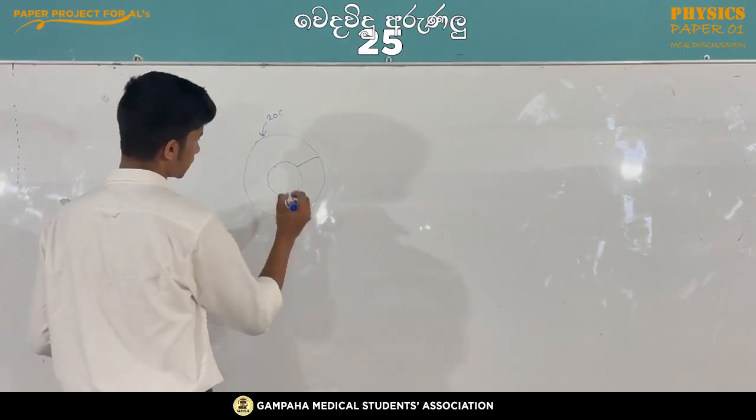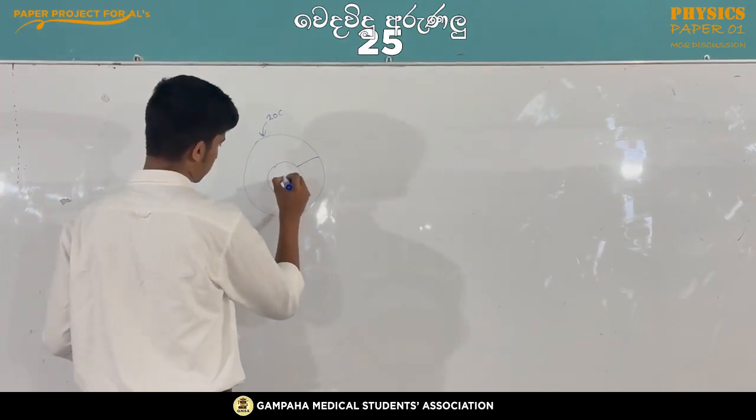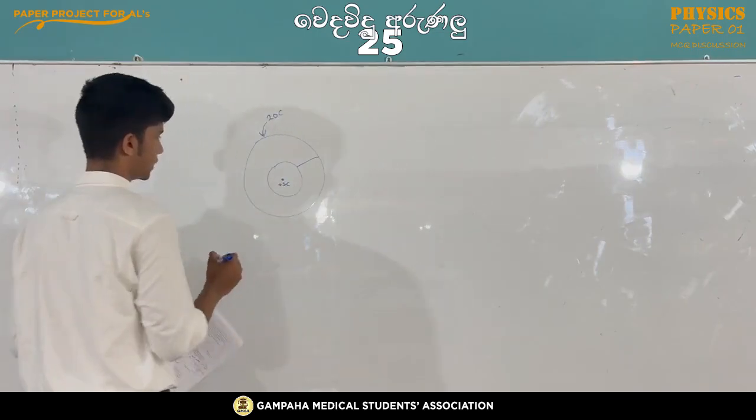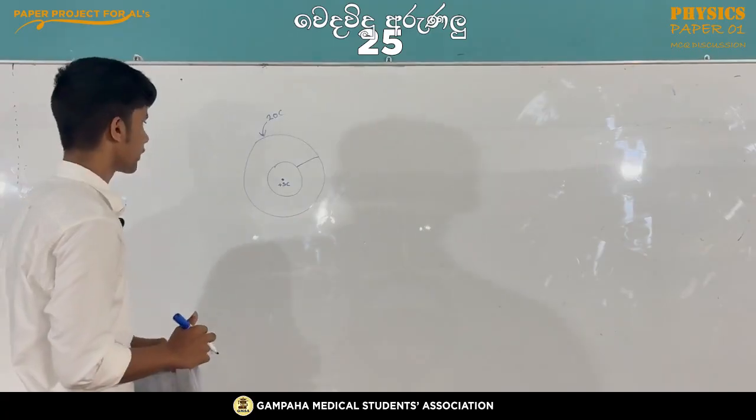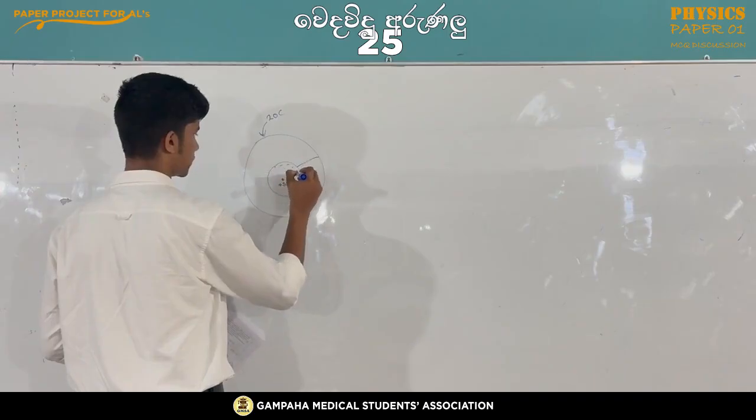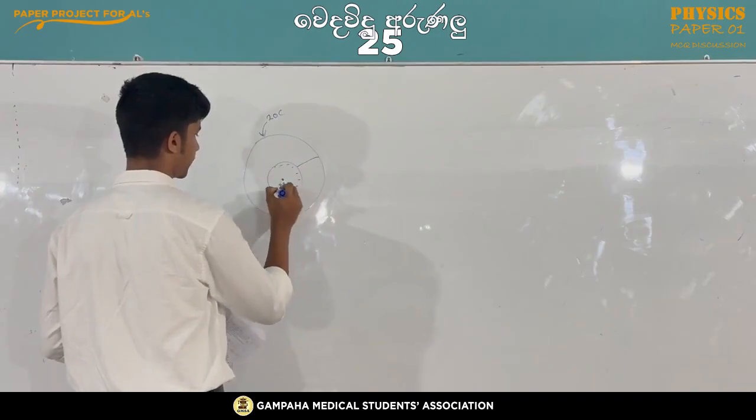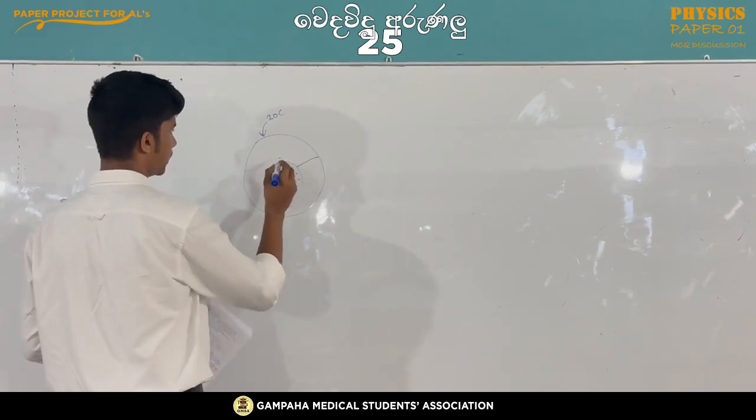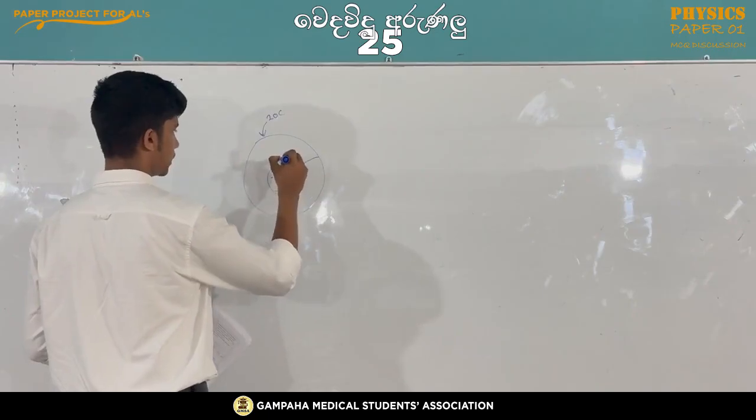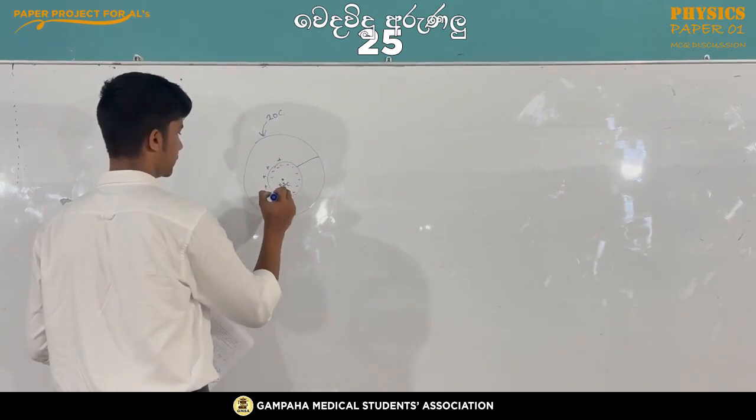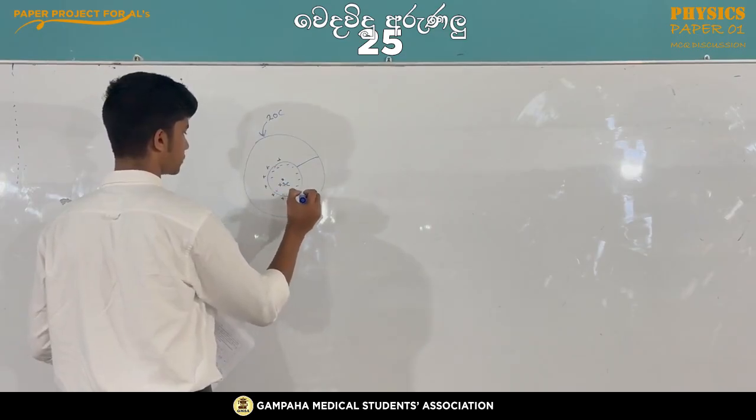Once a plus 5 coulomb charge is placed inside the inner shell, what happens is there is an induced charge on the inner surface of the shell of minus 5 coulombs. As a result, there will be an induced positive charge on the other side, which will be equal to plus 5 coulombs.